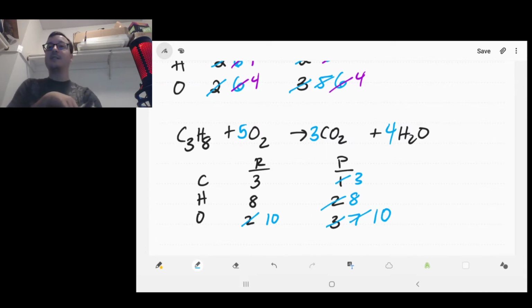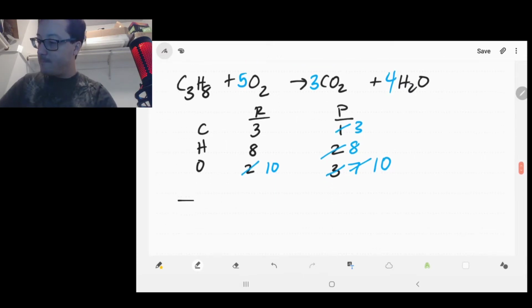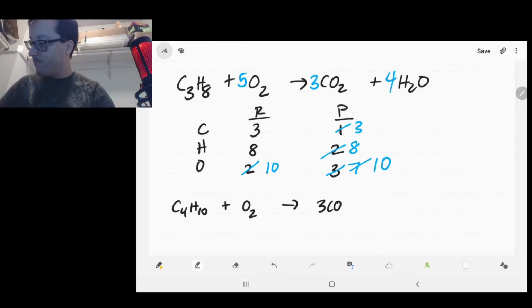So sometimes things work really nicely like this. You just move down the line, keep track of all your elements, and you can balance it. Sometimes, though, you will need those pesky fractions. If we try another one. Another combustion reaction.